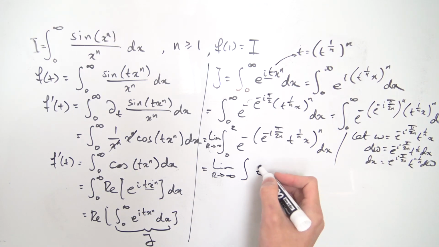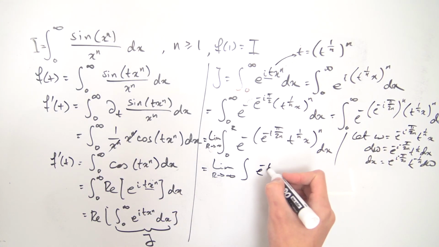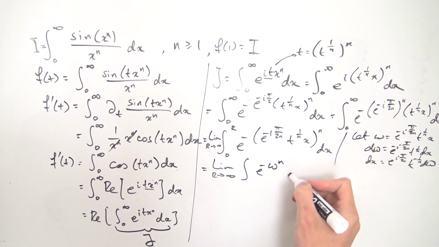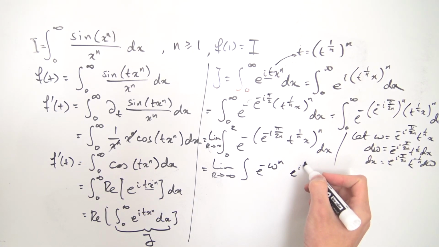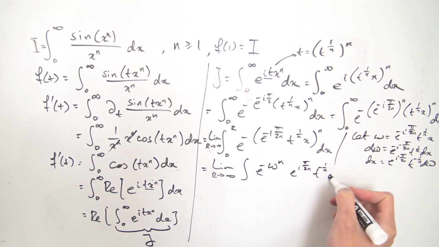We're going to have e to the minus this whole thing, we said that was omega, so we just have omega to the nth power. And our dx, well, we said that was e to the i pi over 2n times t to the minus 1 over n d omega.